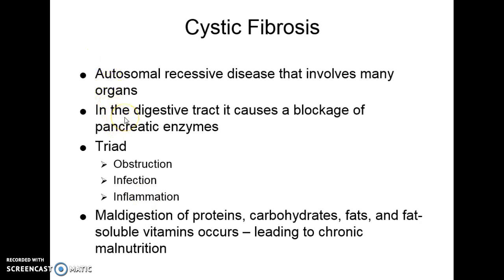So in the digestive tract, it causes blockage of the pancreatic enzymes. And what that leads to then is going to be this triad of events: obstruction, infection, and then followed by inflammation. Without those pancreatic enzymes, you have maldigestion of proteins, carbohydrates, fats, and then fat-soluble vitamins. And this is going to lead to chronic malnutrition. And that malnutrition is going to be due to maldigestion. All right, so the maldigestion leads to malnutrition.